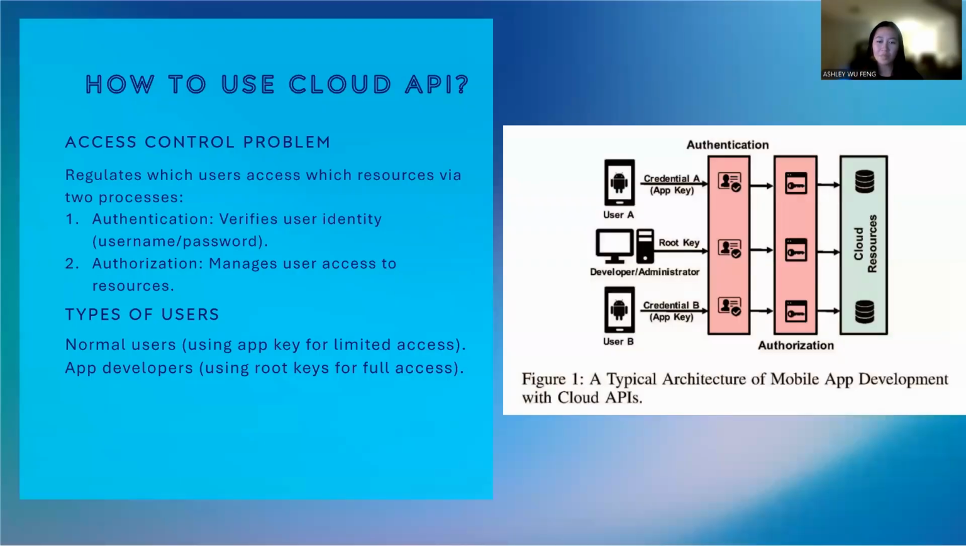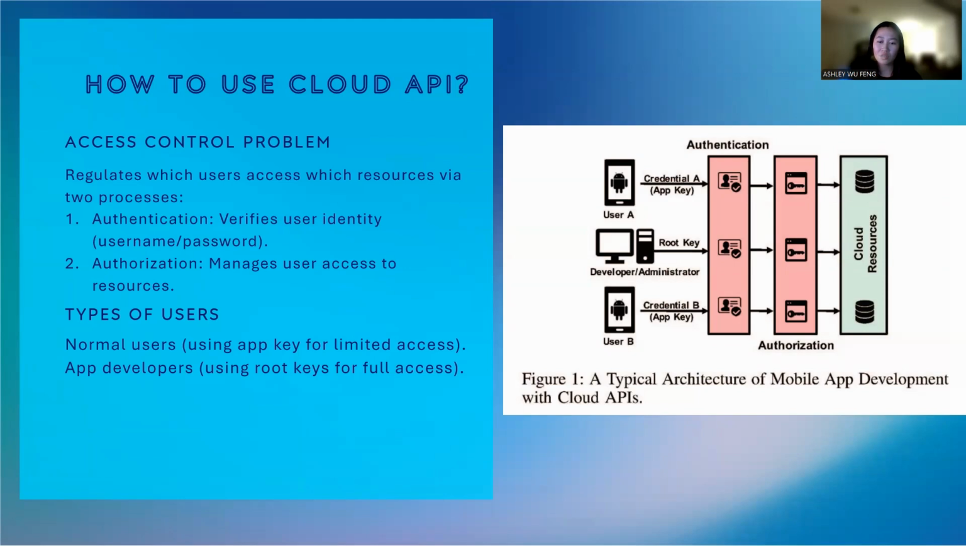How to use Cloud API. Data leakage often stems from access control problems, which dictate who can access certain data. There are two key components: authentication, which verifies a user's identity, and authorization, which controls what that user is allowed to access. In mobile apps, there are two main types of users: normal users, who provide credentials like app keys, and developers, who use root keys to access and manage the cloud services.